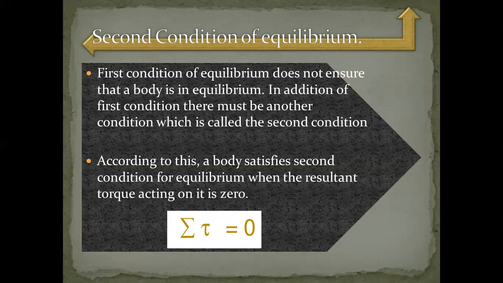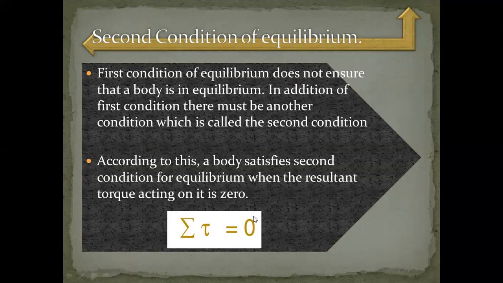The second condition of equilibrium states that a body satisfies the second condition for equilibrium when the resultant torque acting on it is zero. When you add the torques, summation means add. It is sigma, which is represented like that. So sigma means to add the numbers. When you add the torques, for example, anti-clockwise and clockwise torques, and the answer is zero, the second condition of equilibrium is satisfied.